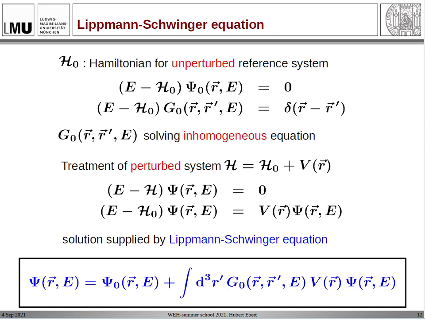So we need the solution of the simple reference system that shows up here. We need the Green's function corresponding to that, and we need, of course, a perturbing potential, and then we can solve this equation for the solution we should get for the complicated one. I always talk about perturbation, but this should not be understood in the sense of perturbation theory. This can be any strength.